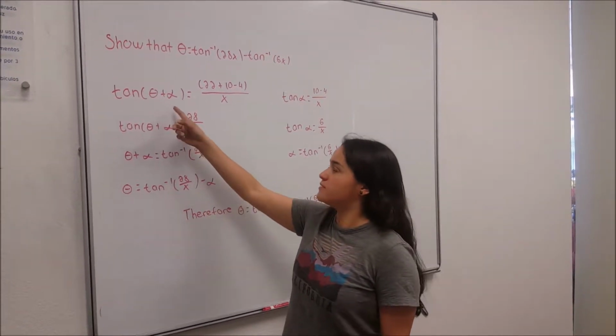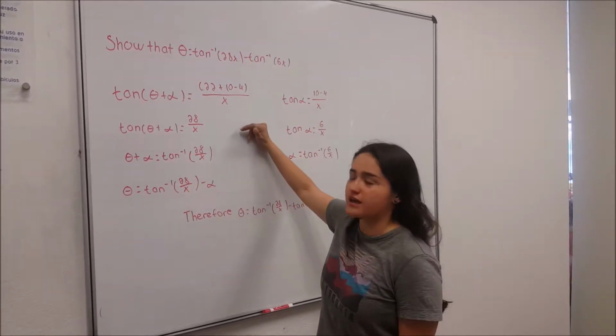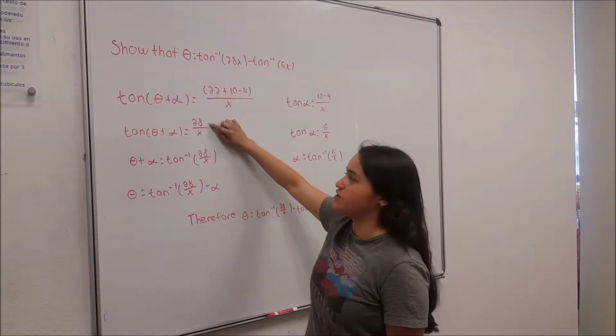So tangent of theta plus alpha would be 22 plus 10 minus 4 over x. And then you have to do this addition, which is 28.